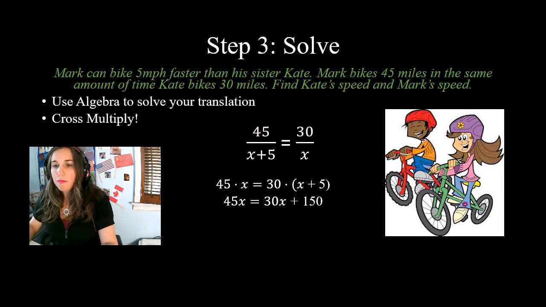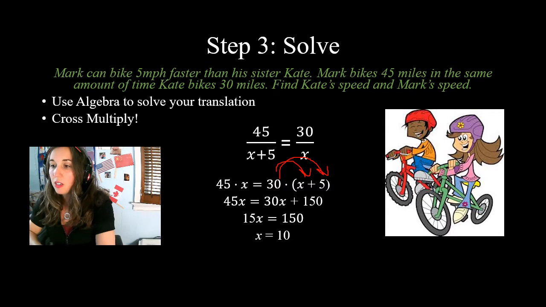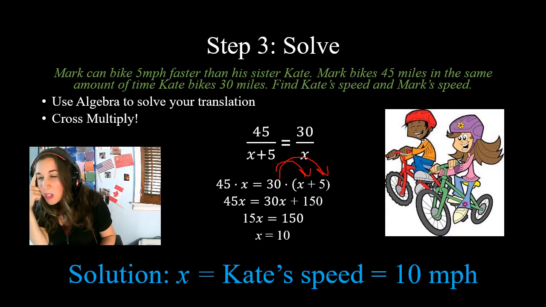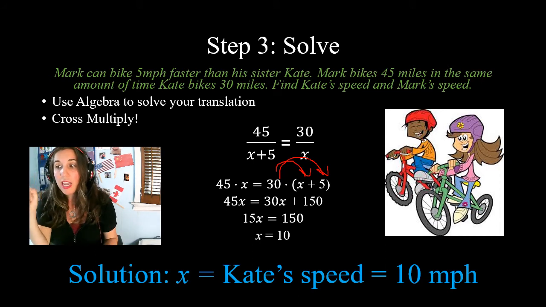Once I do that, I get 45 times x is 45x, 30 times x is 30x, plus 30 times 5, which is 150. I had to distribute that 30 through. Now, of course, I'm going to isolate x. So I just subtracted 30x from both sides. That gave me 15x equals 150. And now I'm going to divide by 15, which gives me x equals 10. All right, which means, remember, always think about what you're solving for. What was x again? Oh, yeah, x was Kate's speed. So Kate's speed is 10 miles an hour.